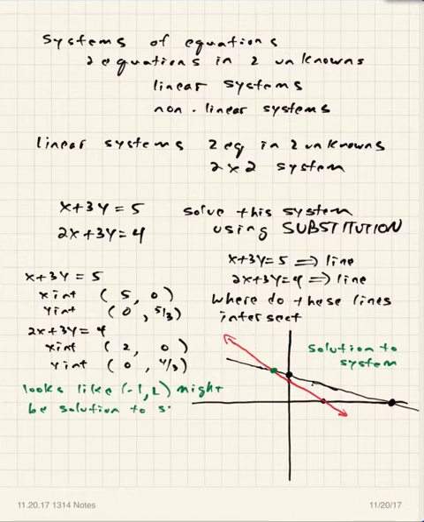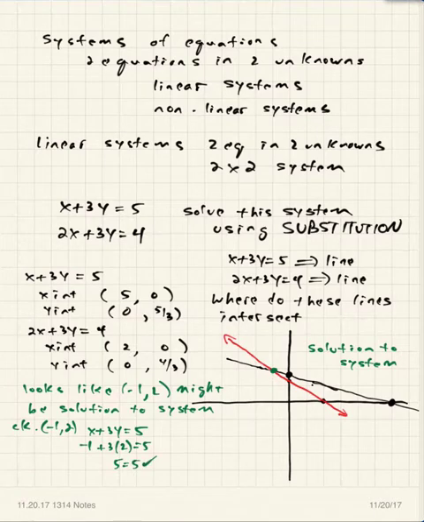To the system. And so what could we do? We could check that. So we could check (-1, 2), and we could see if that makes both equations true. So you have x plus 3y equals 5. So that'd be -1 plus 3 times 2 equals 5. And sure enough, that's true. 5 equals 5. So (-1, 2) makes the first equation true.